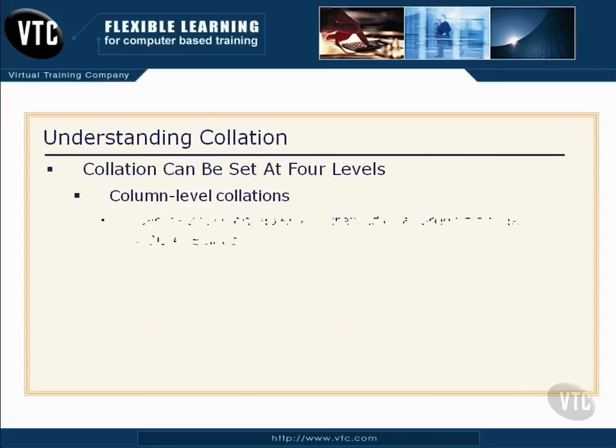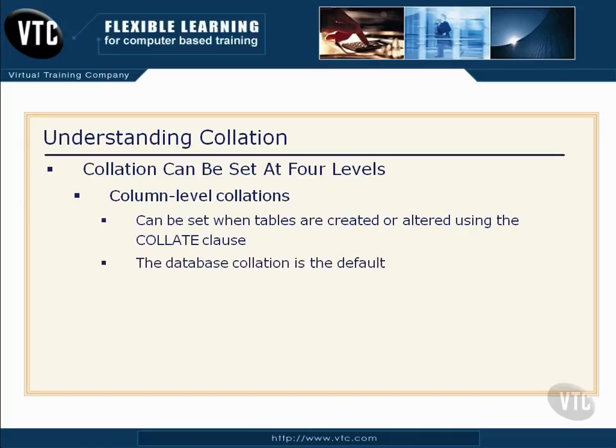Column level collations can be set when the tables are created, or they can be altered. We can alter the table using the collate clause. Again, the database collation is the default. Obviously, the farther you go into the detail level here, the trickier it gets dealing with these collations. But the column level collation allows you to apply a different collation to a particular column in a table than to everything else in the database. It can be tricky, but in multinational corporations, sometimes this becomes a real need.